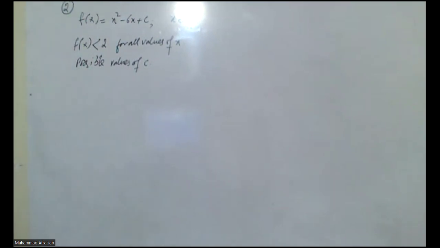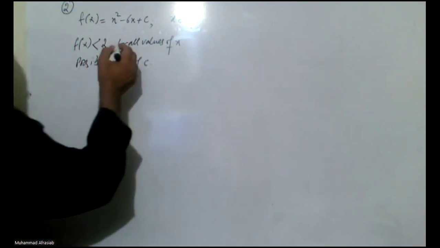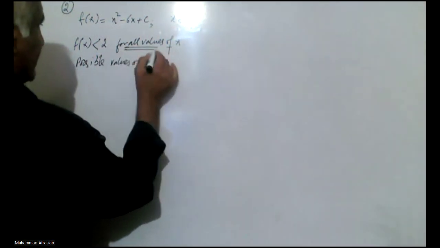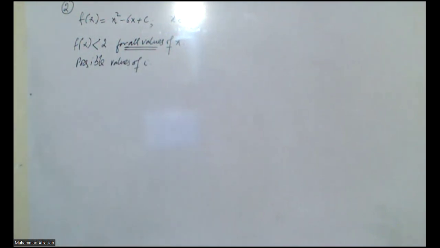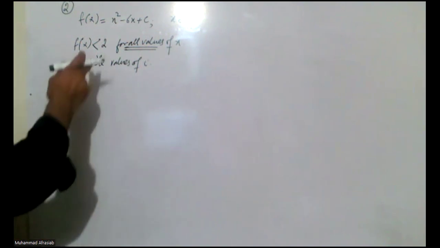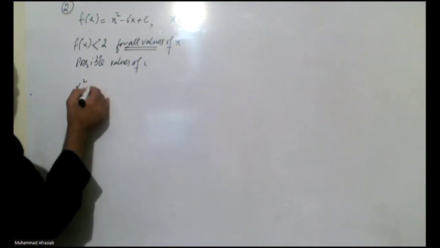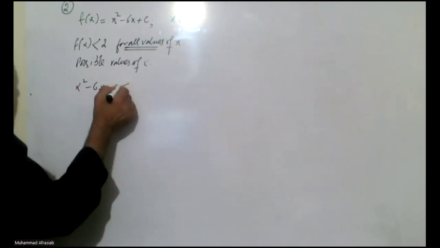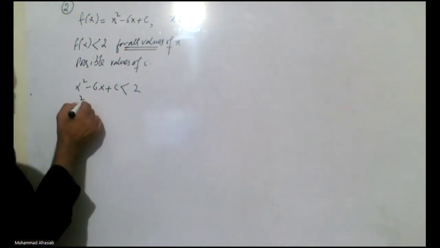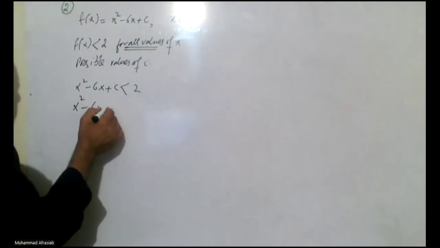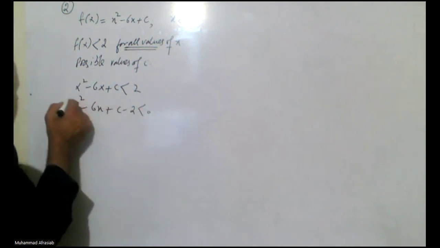Since in this question x belongs to the real numbers, and f of x is less than 2 for all values of x. This is a very important phrase, for all values of x. That means whatever value of x you put in it, it is always less than 2. So first of all we write this as x square minus 6x plus c is less than 2, or equivalently x square minus 6x plus c minus 2 is less than 0.